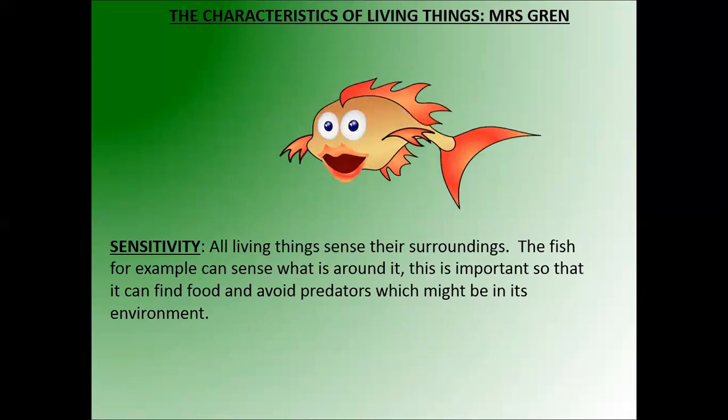Sensitivity is a way by which organisms sense their surroundings. The fish, for example, can sense what is around it. And this is important for the organisms, the fish, to find food, and also to avoid predators which might be in the environment. There's no way organisms can know if they do not have the sense organs.